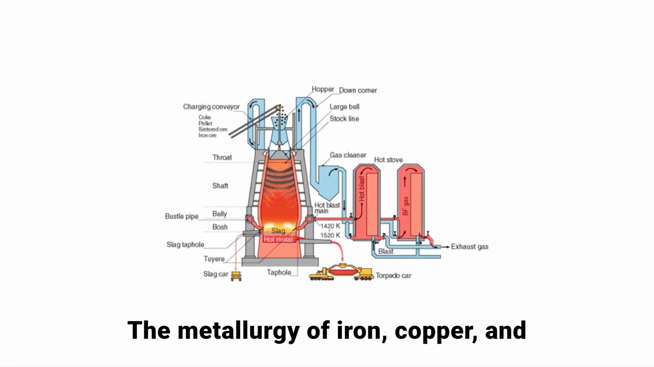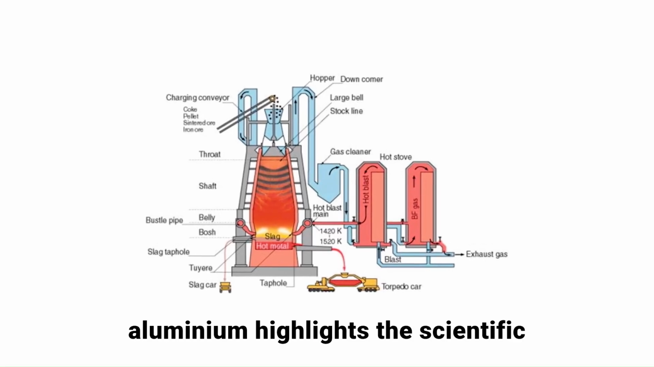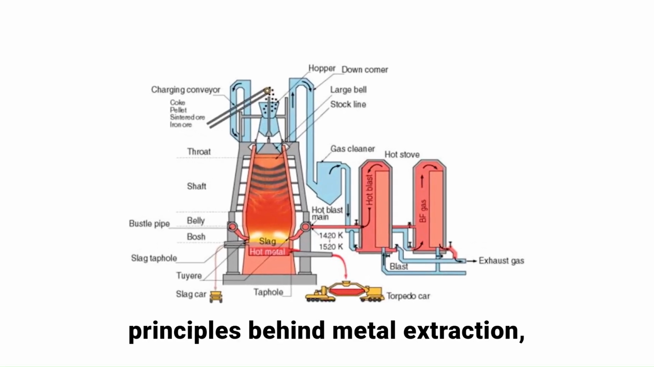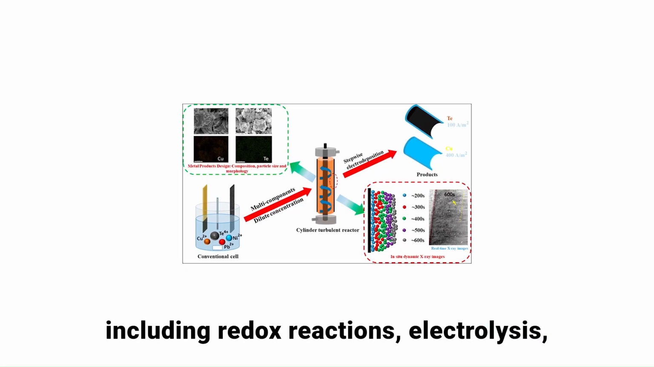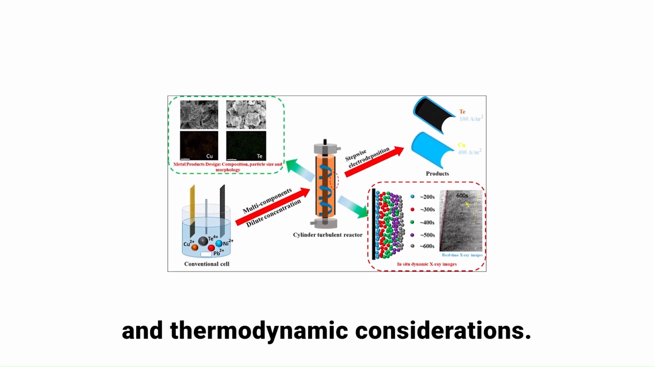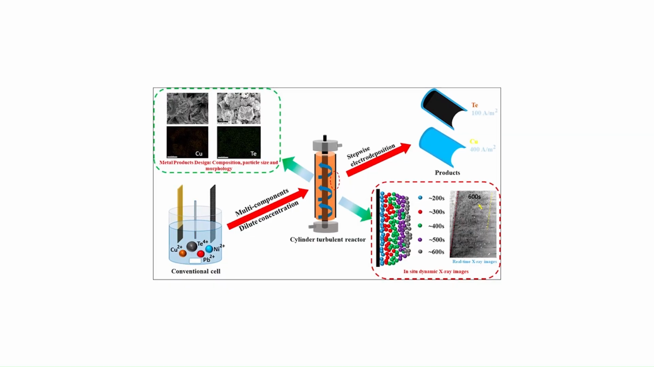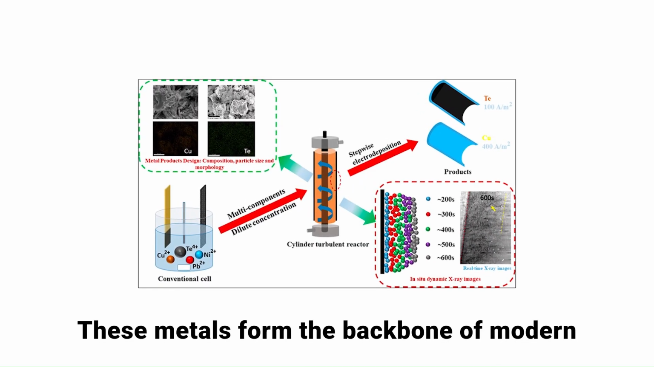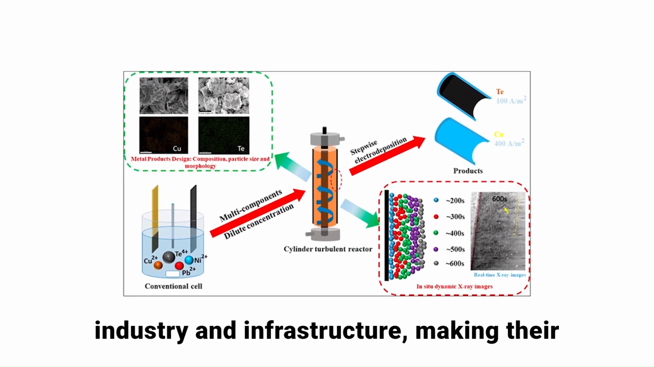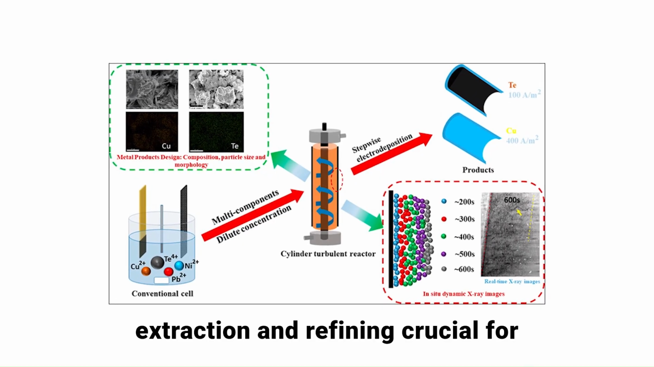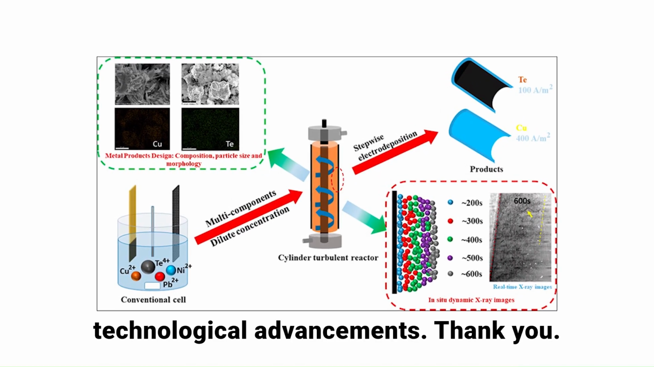The metallurgy of iron, copper, and aluminum highlights the scientific principles behind metal extraction, including redox reactions, electrolysis, and thermodynamic considerations. These metals form the backbone of modern industry and infrastructure, making their extraction and refining crucial for technological advancements.